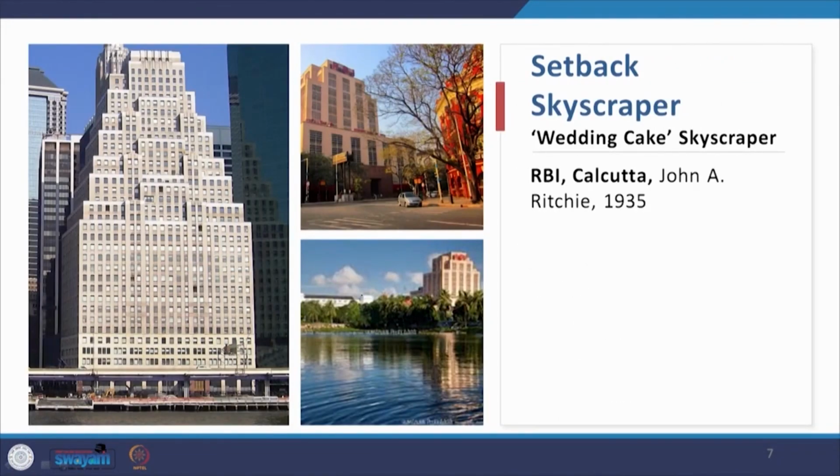Then coming to the skyscraper design, one was the adoption of the wedding cake or the setback skyscraper in the RBI Kolkata building by John A. Ritchie.